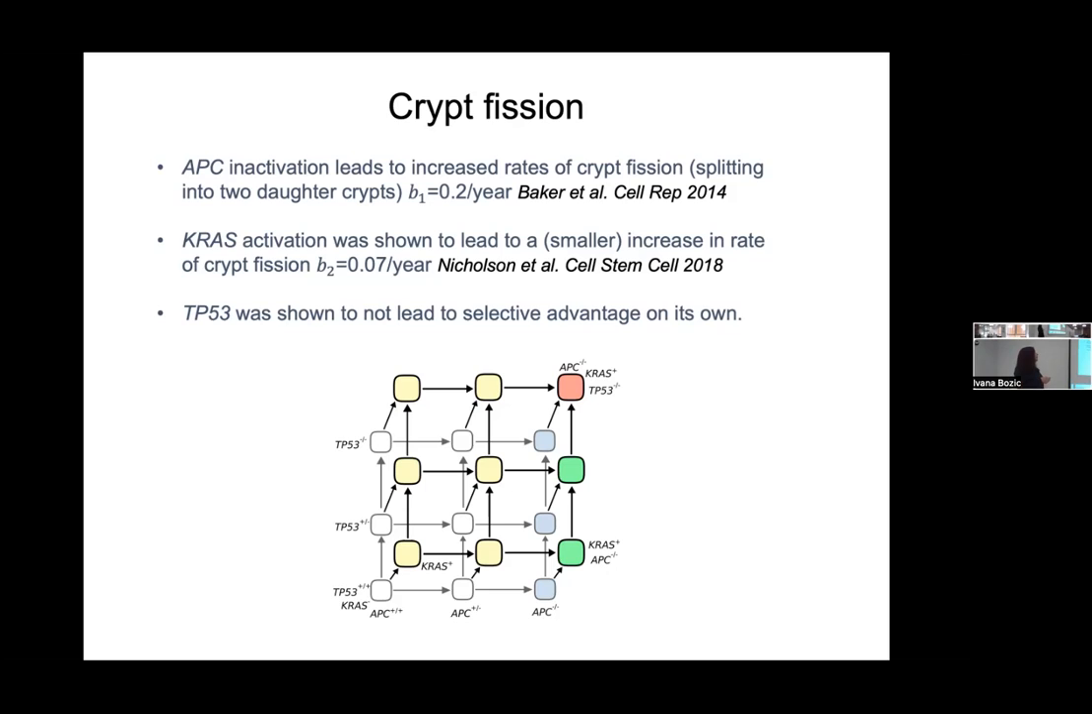And then TP53, although I think this wasn't in humans, it was in mice, was shown not to lead to a selective advantage on its own as the first mutation in colorectal cancer. So we are going to take that assumption in our modeling.